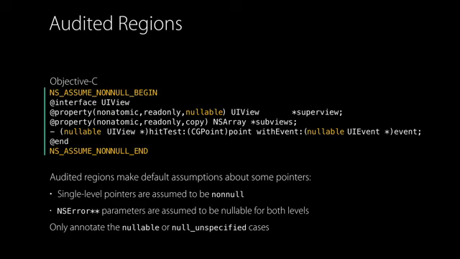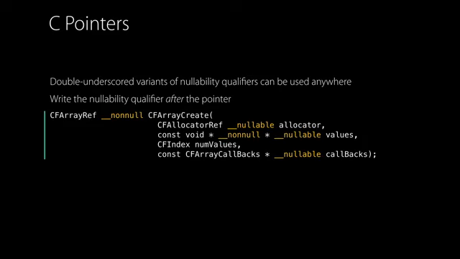Now, when you go down to C, things get a little bit more murky. So we have all of the same qualifiers, but they need to be preceded by the double underscore. Now, these double underscored keywords, these qualifiers, can be used on any pointer anywhere. The important rule here is that the qualifier goes to the right of the pointer it applies to, the same place that const or volatile would go to apply to that pointer.